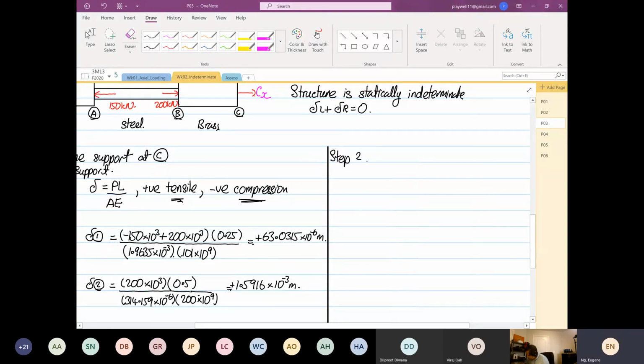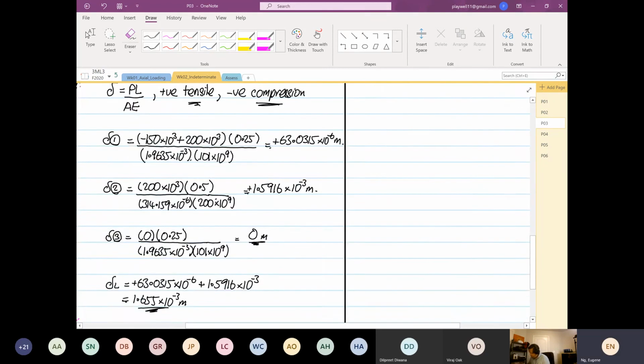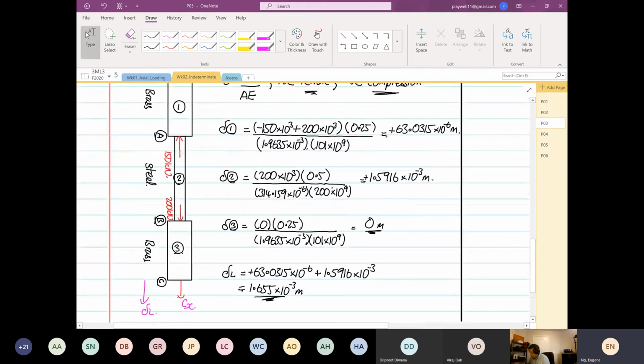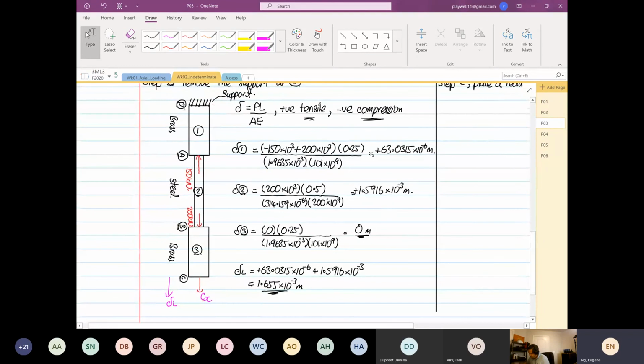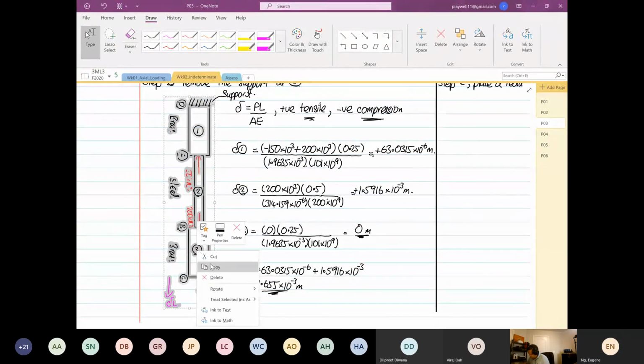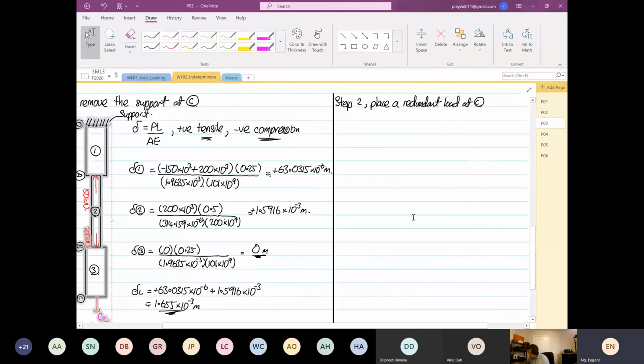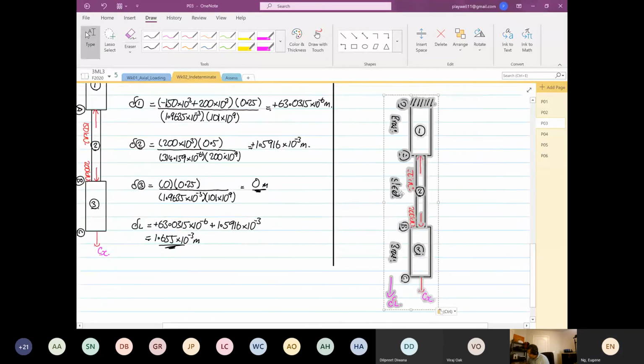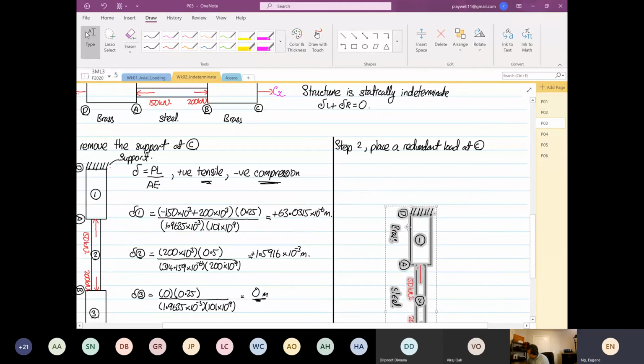Okay, step number 2 is we are going to place a redundant load at point C. So we're going to put a redundant load at point C now. Okay, so I'm going to copy the same thing. I'm going to put it over here.